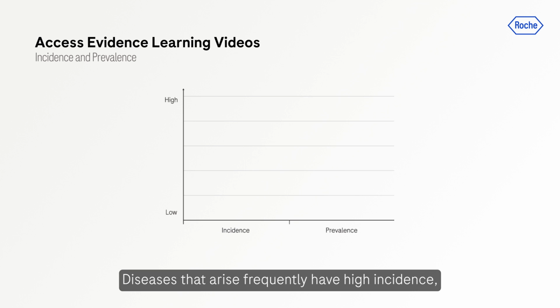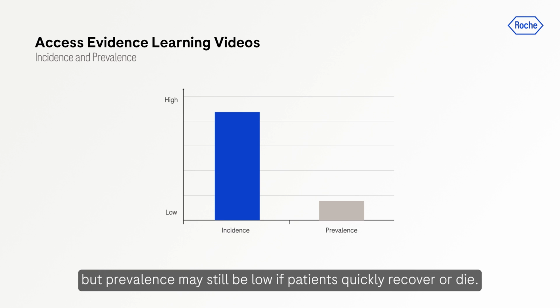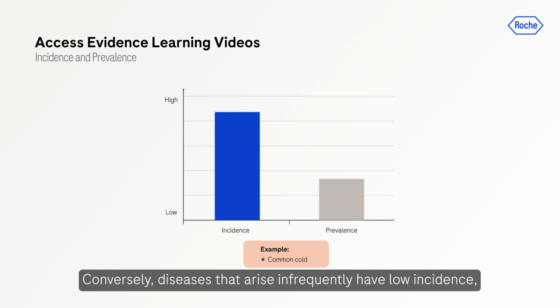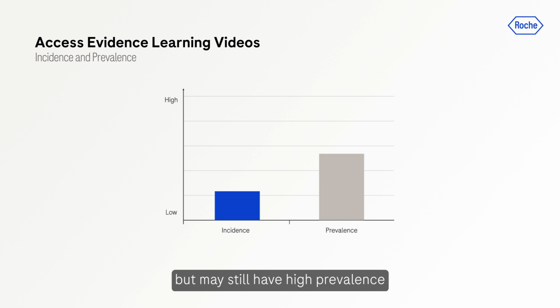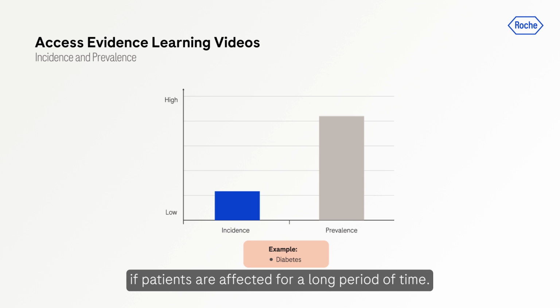Diseases that arise frequently have high incidence, but prevalence may still be low if patients quickly recover or die. Conversely, diseases that arise infrequently have low incidence, but may still have high prevalence if patients are affected for a long period of time.